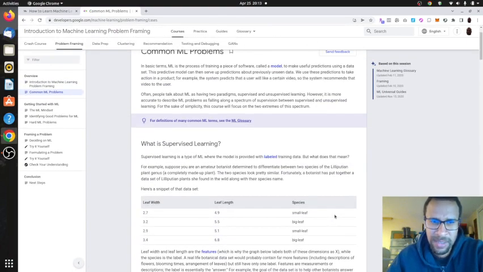In basic terms, machine learning is the process of training a piece of software called a model to make useful predictions using a data set. This predictive model can then serve up predictions about previously unseen data. We use these predictions to take action in a product. For example, the system predicts that a user will like a certain video, so the system recommends that video to the user.